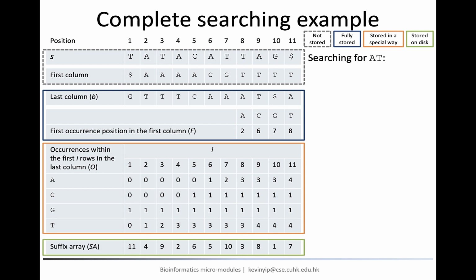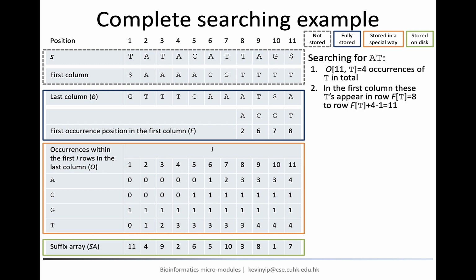Finally, let's see the whole algorithm in action using the query AT. Since we are going to look for the characters in the query backward, first we need to work on T. From the O table or by other means, we can easily find out that the indexed sequence contains 4 occurrences of T. Next, we want to find out where they are in the first column of the sorted rotation matrix. We do it by checking the F table. From the T entry of the F table, the first occurrence of T is at position 8, and therefore the 4 occurrences will occupy row 8 to row 8 plus 4 minus 1, that is row 11.